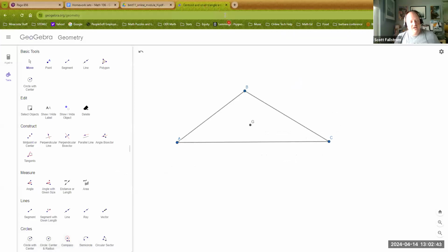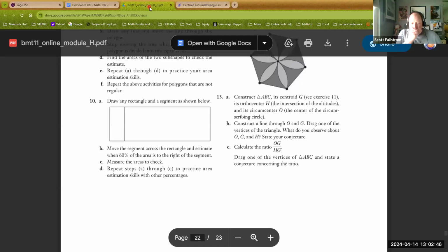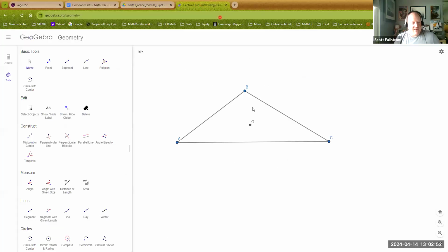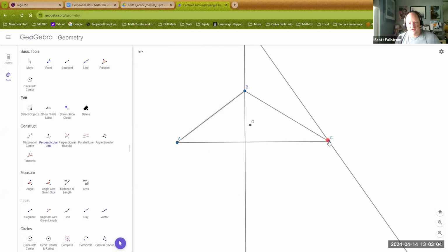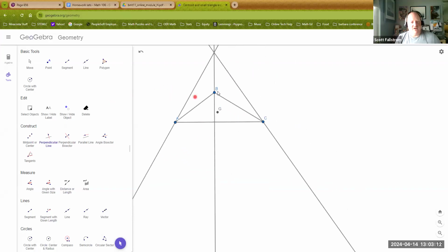All right. Orthocenter is the intersection of the altitudes. Okay, we haven't done that one yet, but let's see here. Altitudes are just perpendicular. So I need a perpendicular line from here to there. And I need a perpendicular line from here to there. And I need a perpendicular line from here to there. Okay, so I got to zoom out a little bit because where those intersect, oops, wrong one, is point H right there. Okay, perfect.